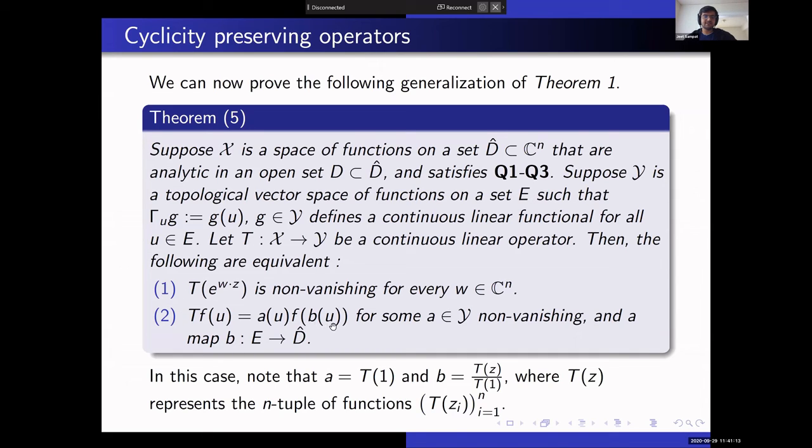Now for the proof, 2 implies 1 is straightforward. You just have to check. You just have to plug in E to the WZ for F, and you'll notice that this factor is non-vanishing because it's an exponential, and A is already non-vanishing. So 2 implies 1 is kind of obvious. And for 1 implies 2, you might be able to see what we are going to do.